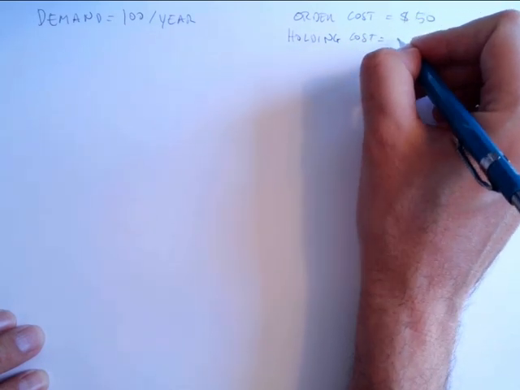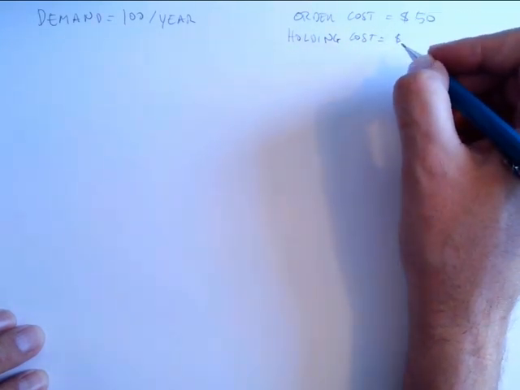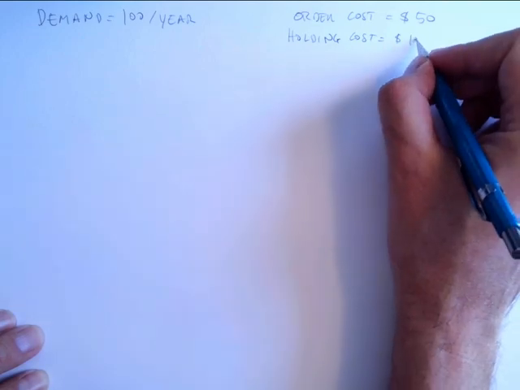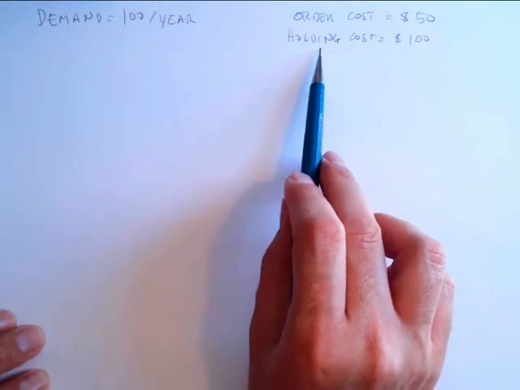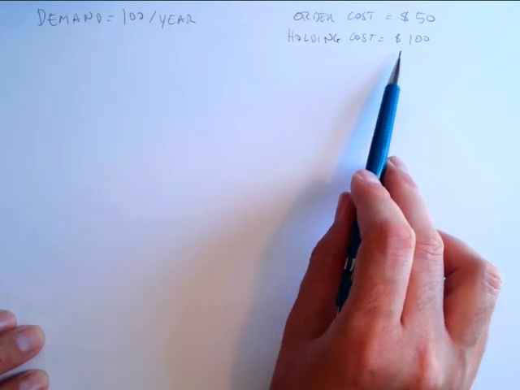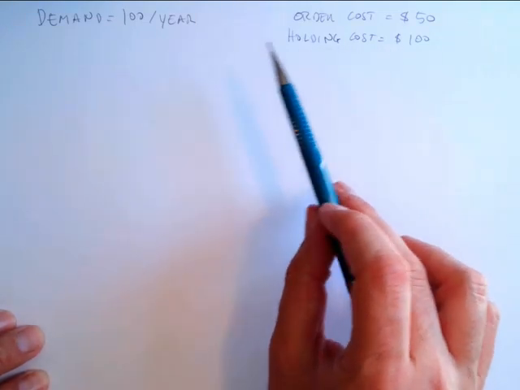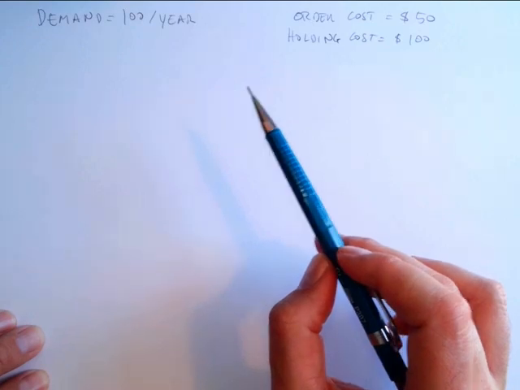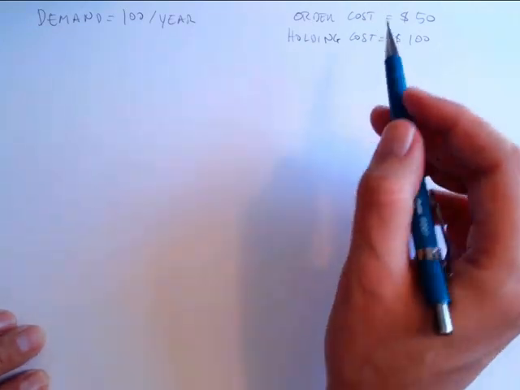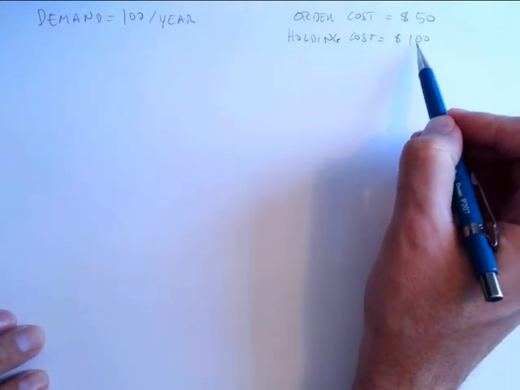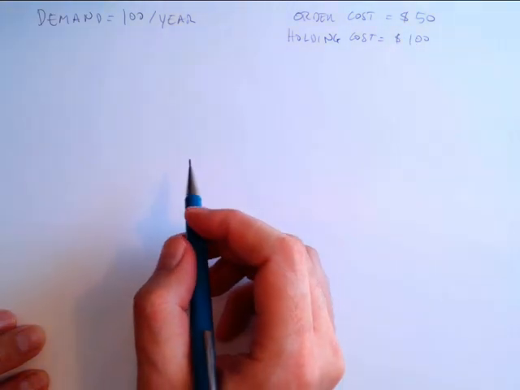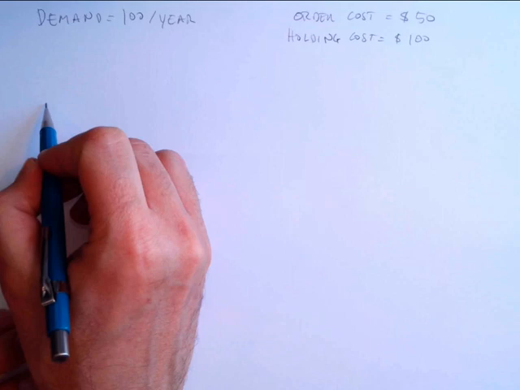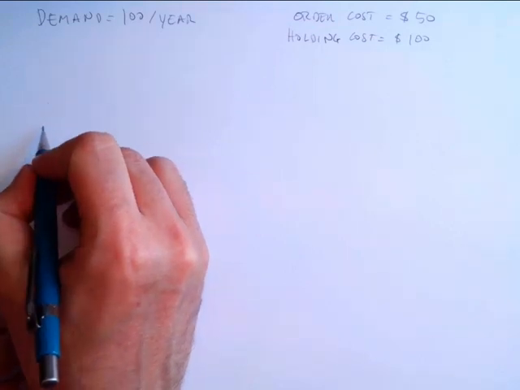Holding cost of $100. Every unit that I keep in inventory is going to have a cost associated with it, which, remember, is the capital cost, obsolescence, shrinkage and all that. So on average, every unit will cost $100. Now I'm going to make a table here to understand the effect of different quantities.